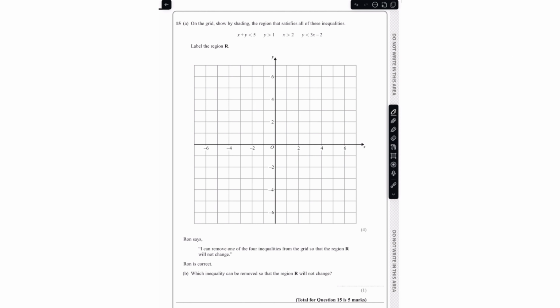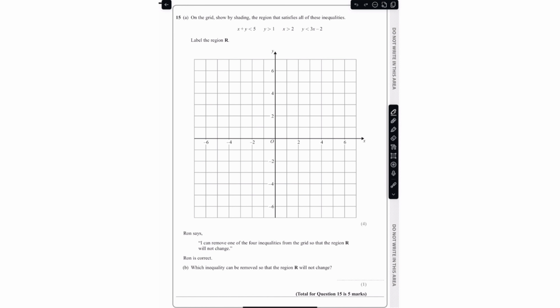So your final answer is 27,720. In the first part of question 15, we are told to show by shading on the grid the region that satisfies all these inequalities and to label the region R. So the first step is to always focus on the easy equation. So I'm going to start with the inequality y is greater than 1, which will be a straight horizontal line through the point y equals 1.